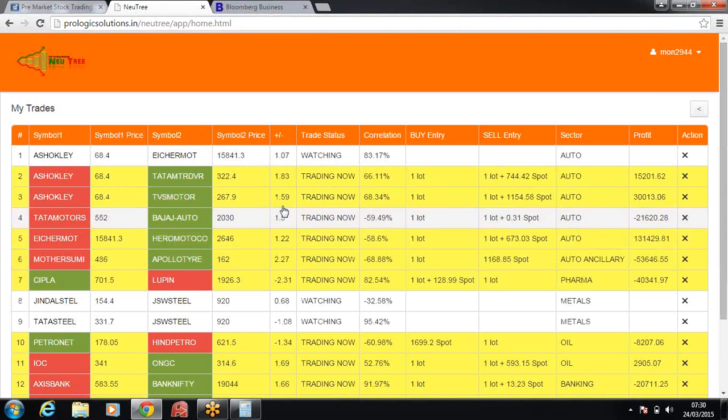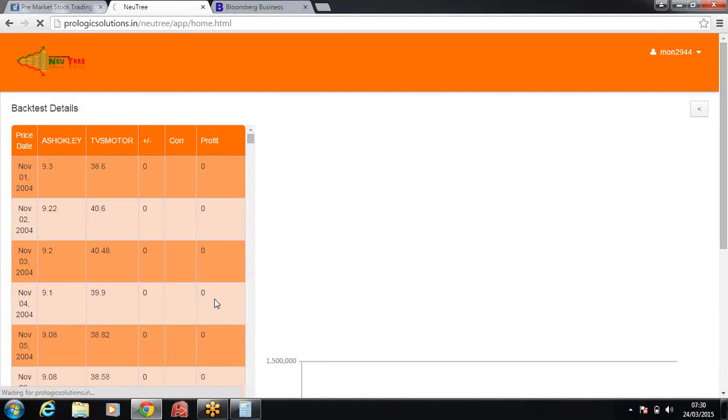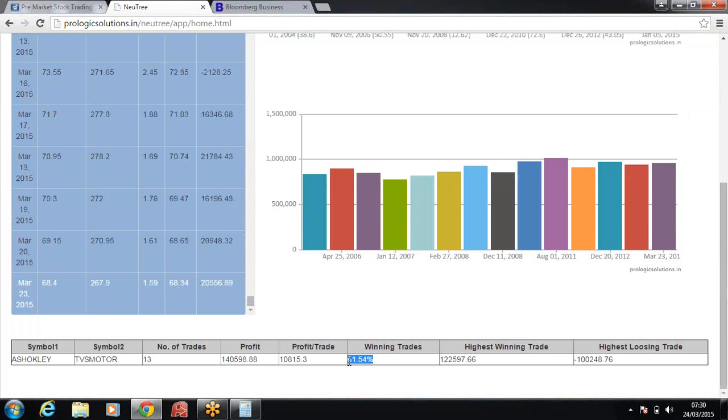I'll get you another one: Ashok Leyland and TVS Motors. Again you can see that here the correlation is 68%. Now the idea is that first your correlation should be more than 70, and it's almost near 70. So I'll check the percentage of winning trades in this Ashok Leyland. Here again you'll buy one lot, you'll short one lot. Here I am seeing that the winning percentage is 61. Actually this should be 70%. But in case you are a high-risk trader, you can take the risk, then obviously there is a factor of profit and loss also.